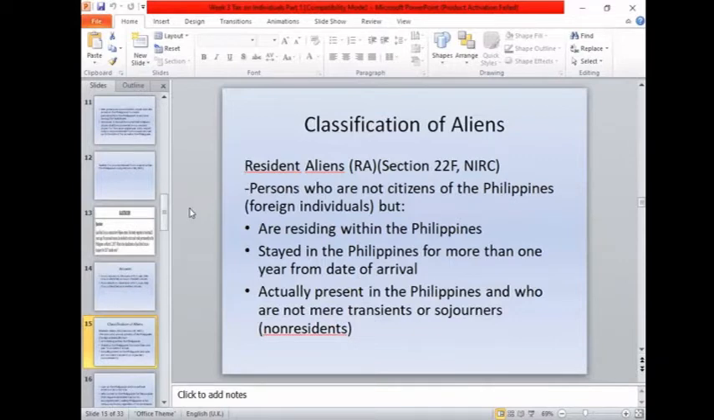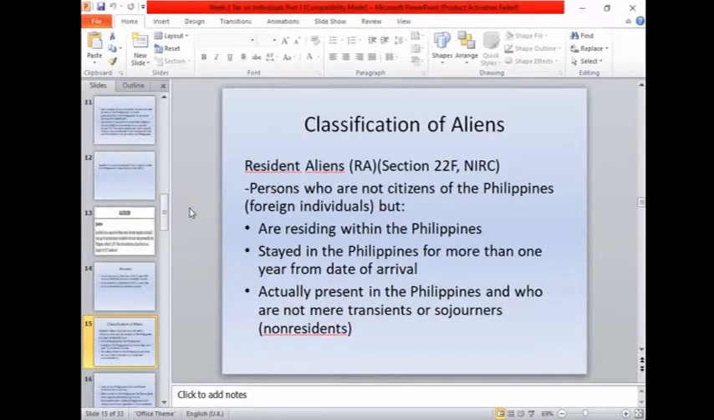And now let us proceed to the classification of aliens. So what are those classifications of aliens? We have the resident alien, under Section 22F of the National Internal Revenue Code. The resident alien is a foreigner who is not a citizen of the Philippines, but who is residing within the Philippines. And take note, they are staying in the Philippines for more than 1 year from the date of their arrival.